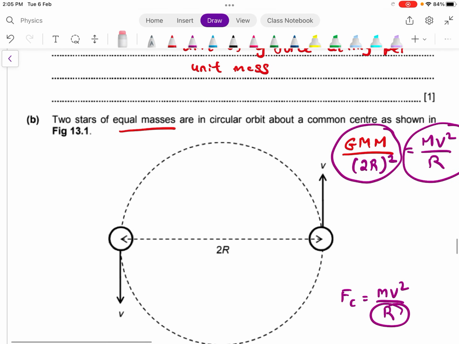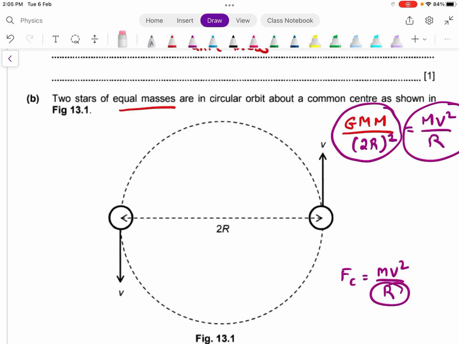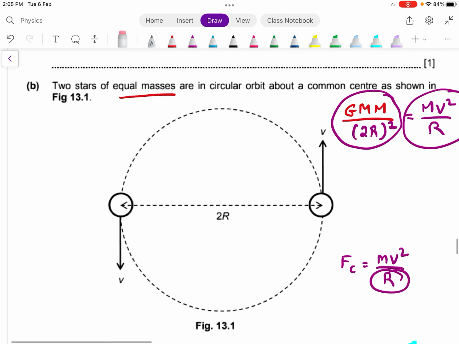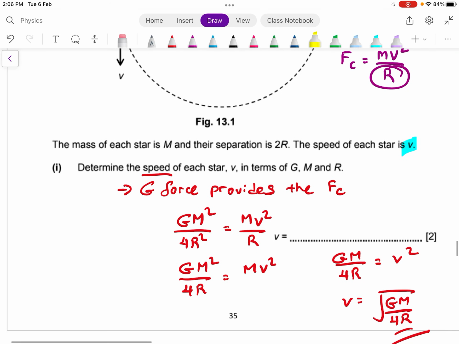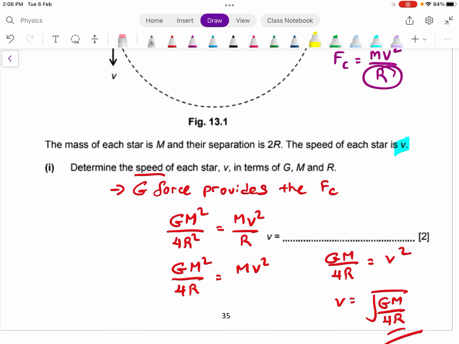For part B, we are given 2 stars of equal mass in a circular orbit around a common center, as shown in figure 13.1. Because they are the same mass, the center of gravity of the system is exactly at the center, so these 2 stars are orbiting around this point. We are asked to show the speed v of each star in terms of G, M, and R.